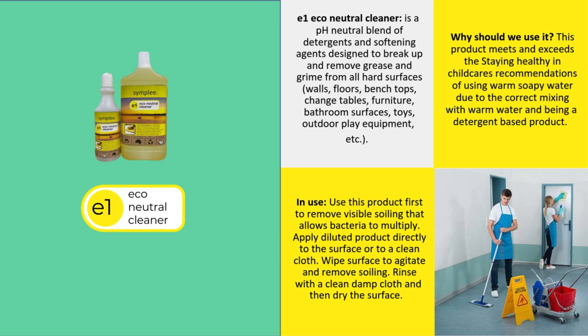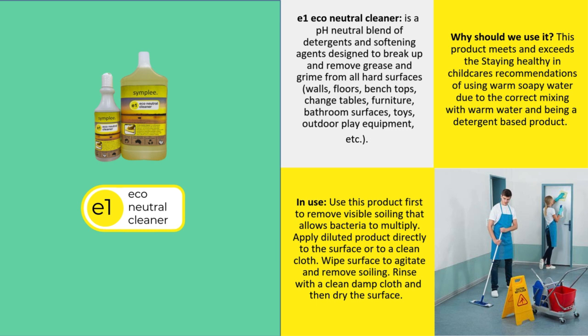The E1 Eco-Neutral Cleaner is a pH-neutral blend of detergents and softening agents which are designed to break up and remove grease and grime from all hard surfaces. This can be used on walls, floors, bench tops, etc.